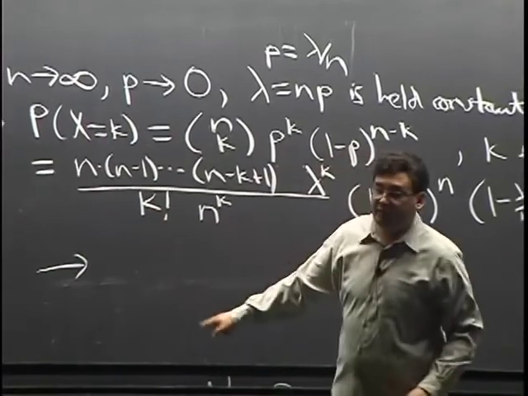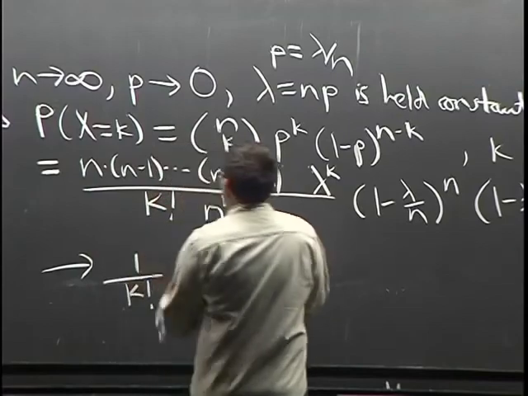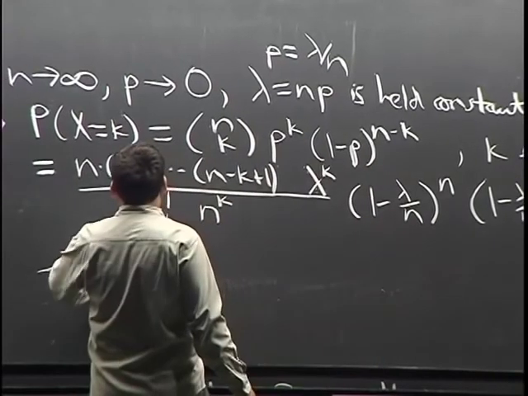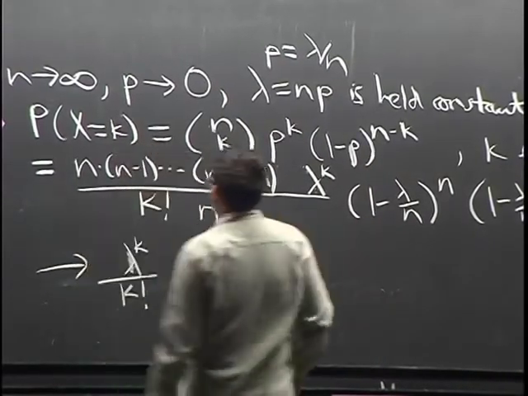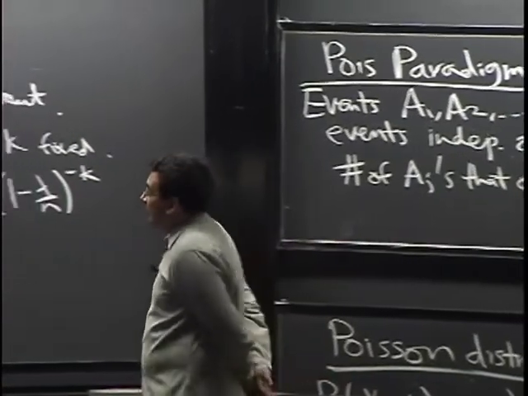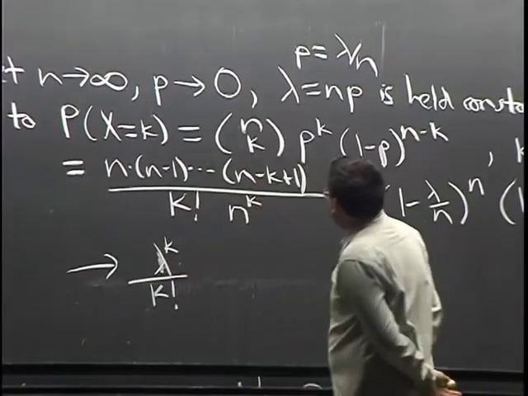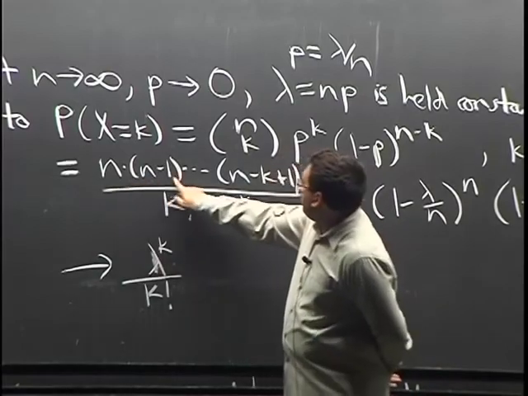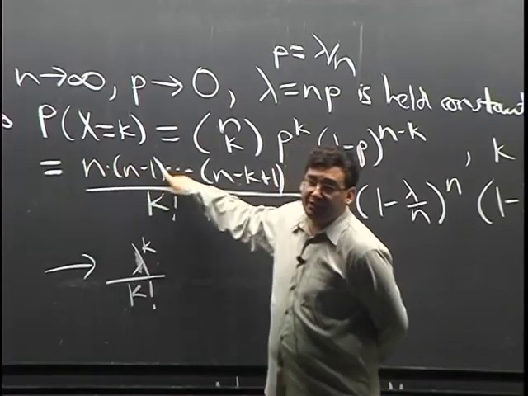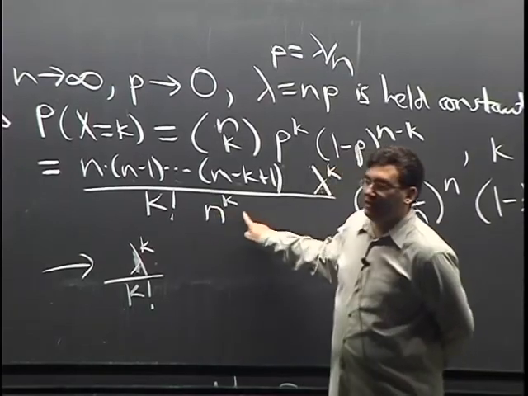The k is fixed, so k factorial here just stays as k factorial. And lambda to the k is also fixed. So we have lambda to the k over k factorial, which is pretty encouraging because we want that for our Poisson. Now let's look at this stuff with the n's. On top, we have k terms. I've written a product of k terms where it decreases by 1 each time. And the bottom is n times n times n, k times.